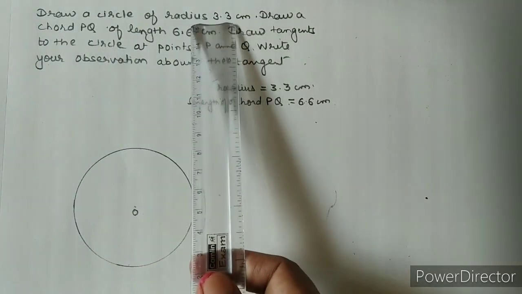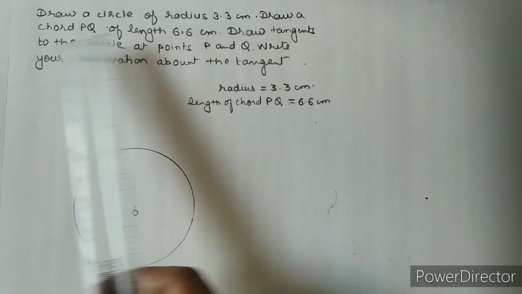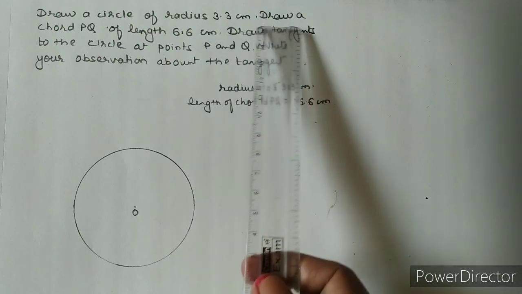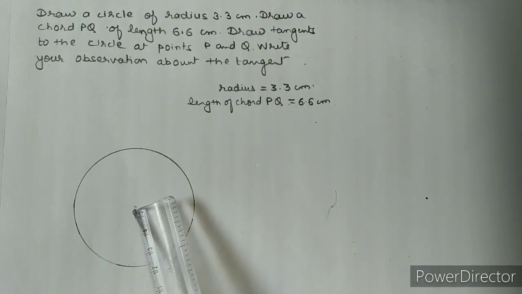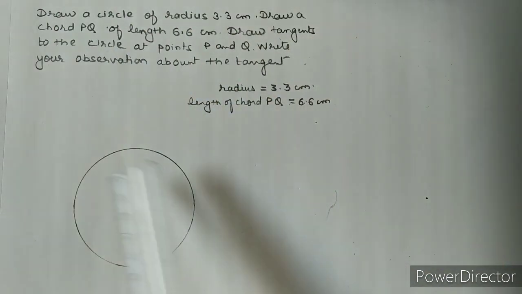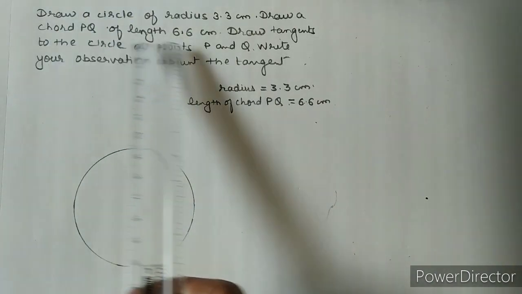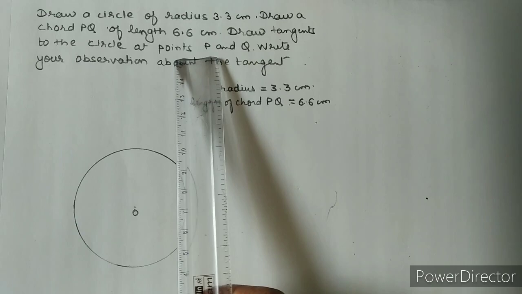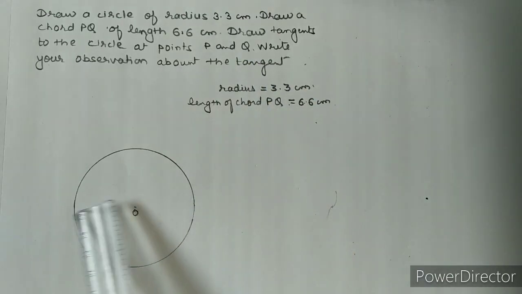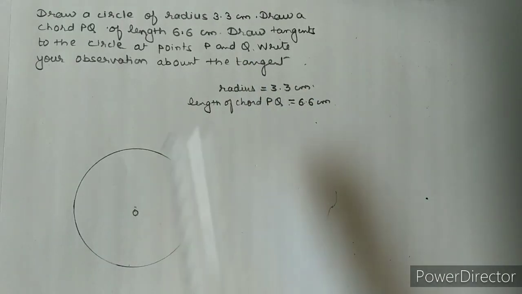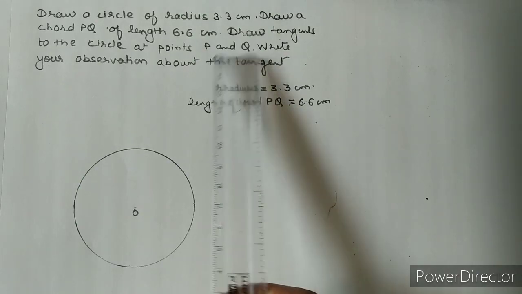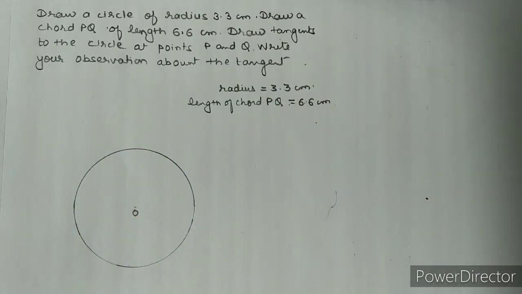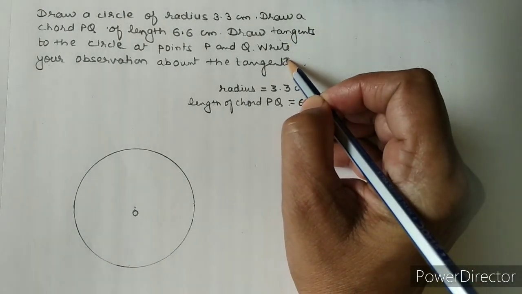This is fourth example from practice set 4.2. Draw a circle of radius 3.3 cm. Draw a chord PQ of length 6.6 cm. Here you have to draw a circle of radius 3.3 cm, and in this circle you have to draw a chord of length 6.6 cm. Draw tangent to the circle at points P and Q. You will draw chord PQ and draw tangents at P and Q and write your observations about the tangents.